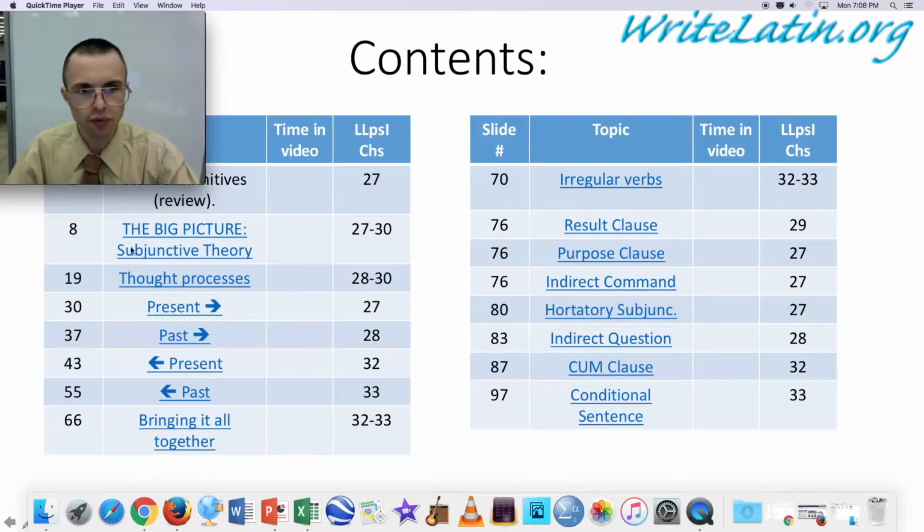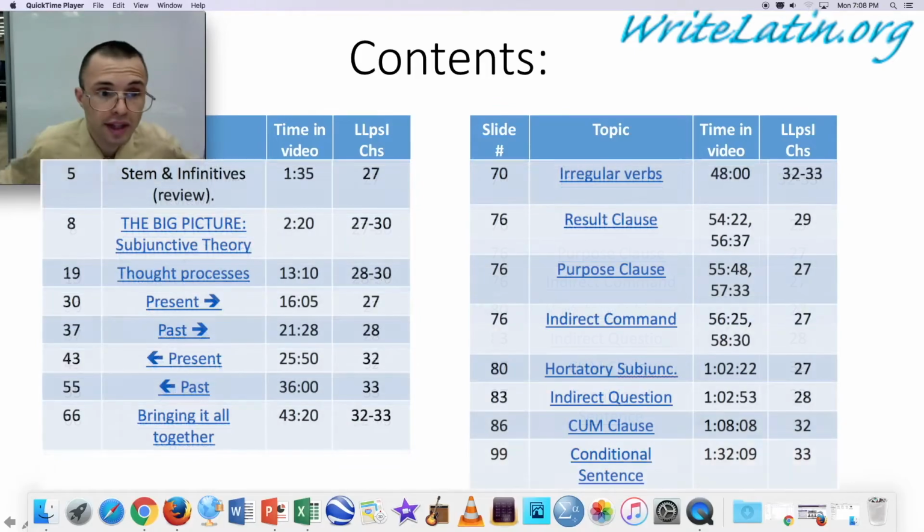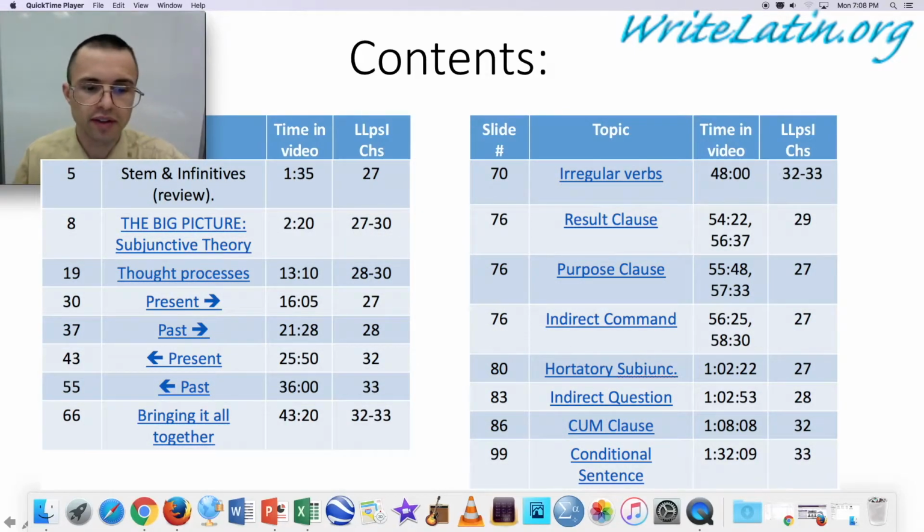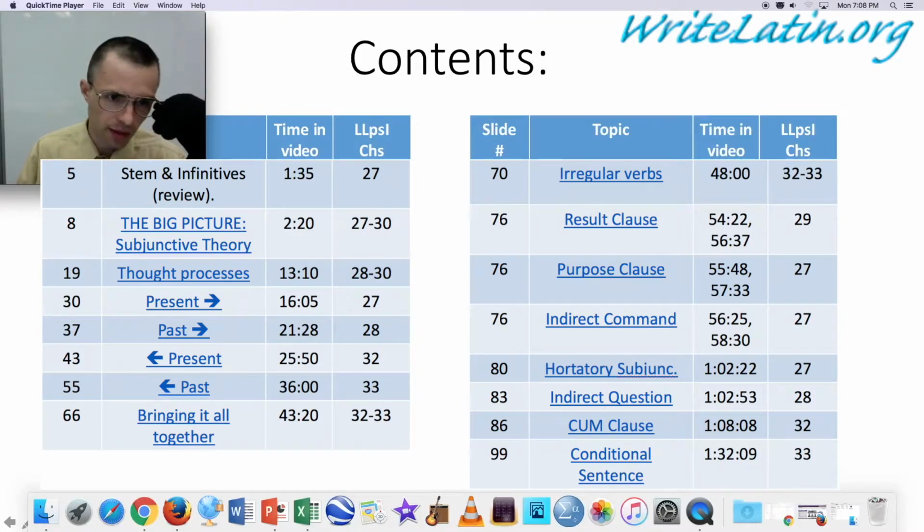First, we'll go through the theory of the subjunctive, mainly in English. Then we're going to go through the four tenses of the Latin subjunctive, which I have different names for than the standard names. And then we're going to hit the irregular verbs' subjunctive forms. And lastly, we're going to go through about the 7 or so different kinds of subjunctive clauses, ways that the subjunctive is used in real life.